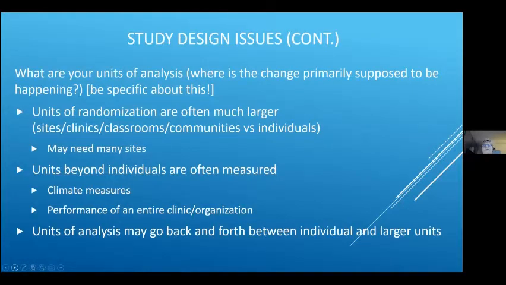Another thing to be very specific about in your proposal is your units of analysis. Where is the change going to be happening? It could be happening in more than one place. You might be trying to achieve change at an individual level, but also at an organizational level, for example. What we often see in implementation proposals is that the units of randomization, if you have a randomized design, are much larger. We might be looking at sites or clinics or regions or classrooms or communities. And that has a lot of implications for your power analysis, for your entire analytic plan.